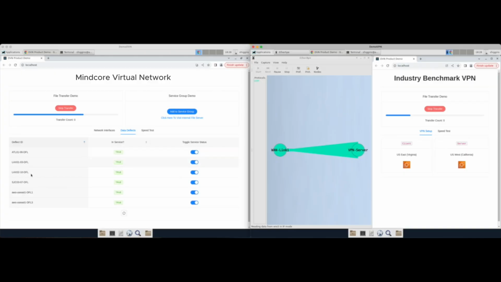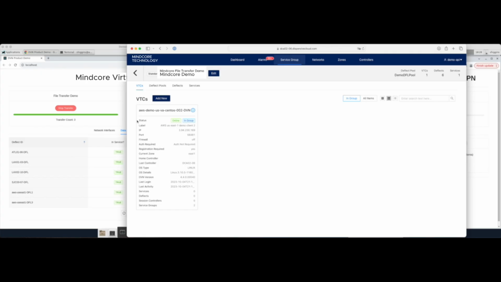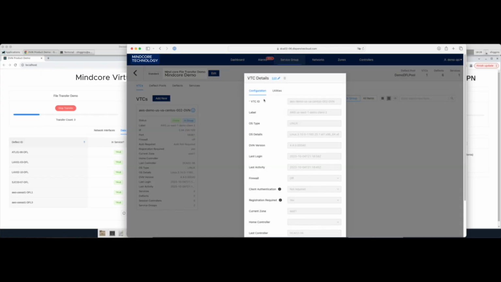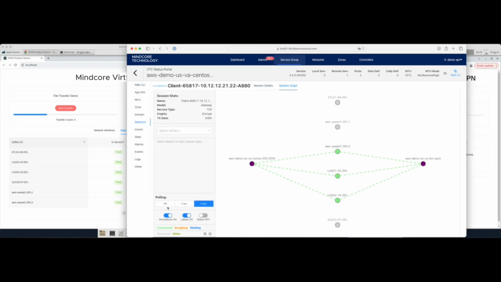On the dispersive side, we have 6 available deflects that can be used in this system, a combination of bare metal data center deflects and AWS cloud-based deflects. I'll use the orchestrator tool to visualize exactly what's happening with the data flow in the dispersive system. As we take a look at the session graph, you can see there are 3 channels that make up the single session of data transfer. We're using a combination of these 3 deflects that have been optimally selected based on real-time current network conditions.